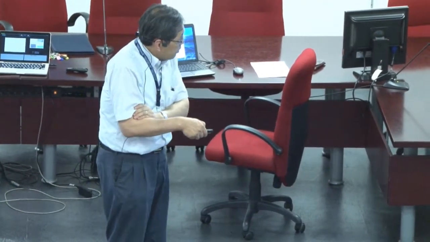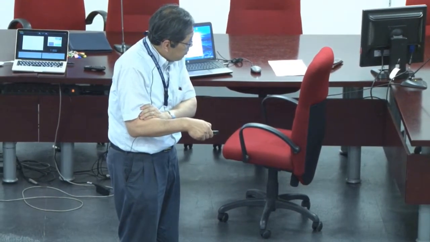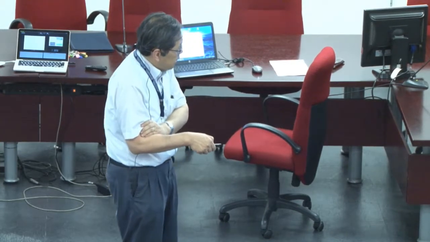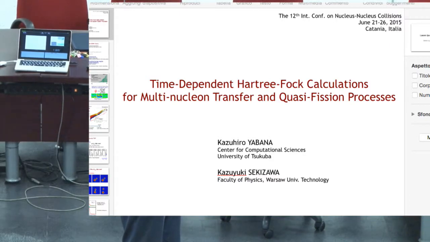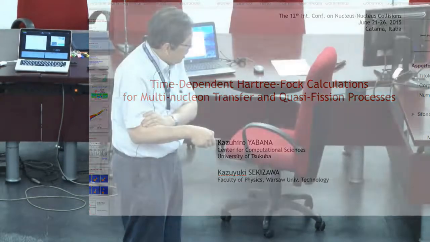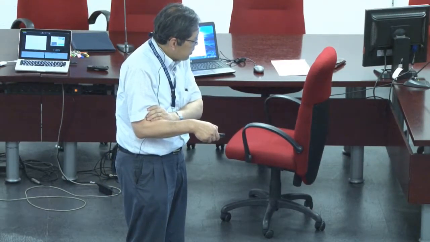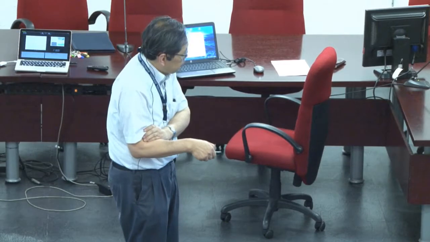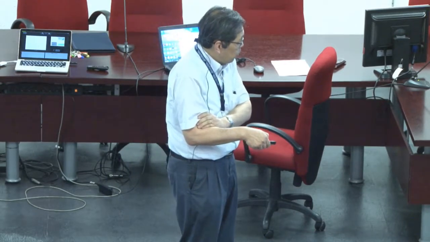Now it's possible to make realistic and systematic calculations using such a TDHF approach, mainly thanks to the development of computers. So we can now use complex and accurate energy functionals, free three-dimensional calculations, and systematic calculations for various phenomena, including fusion, transfer, and so on.